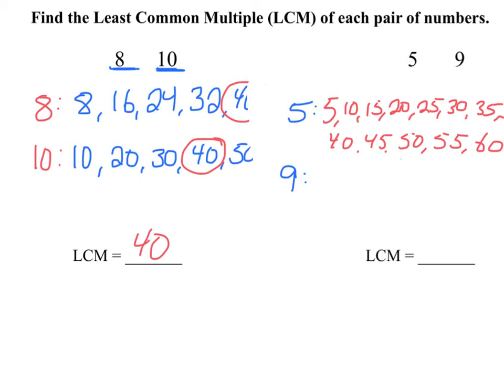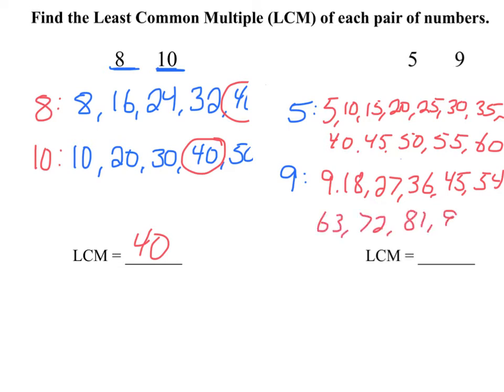And then I'm going to do the same with my 9s. 9, 18, 27, 36, 45, 54, 63, 72, 81, 90, 99. And then again, my goal is I want to know what's the smallest number that works for both of them. What's the smallest multiple that I can create from a 5, and I can also create from a 9. In this case, the first multiple that they both have in common is 45. So that's my least common multiple.